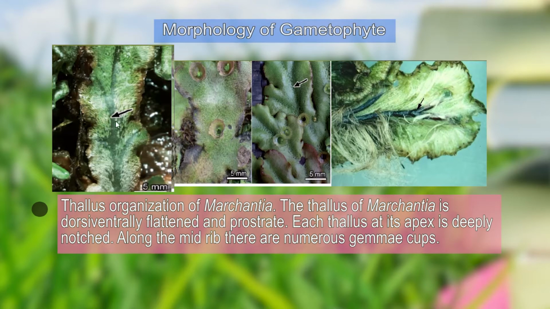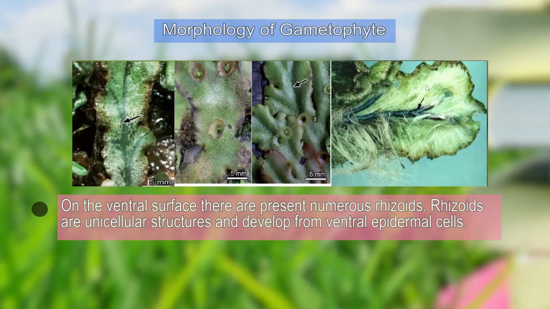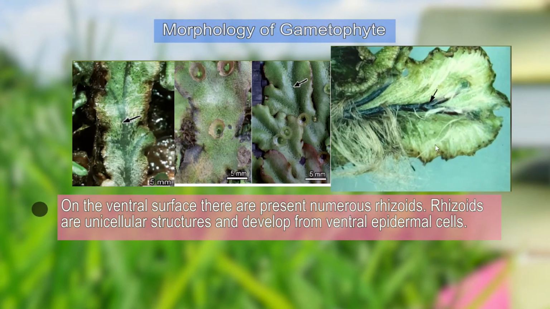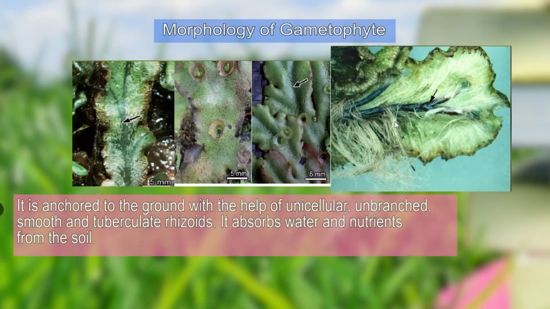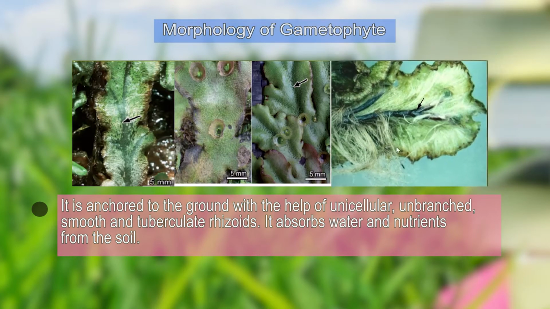Along the midrib, there are numerous gemma cups. On the ventral surface of the thallus, as you can see, it is much lighter in color than the dorsal surface and it contains numerous rhizoids. Rhizoids are unicellular structures and they develop from the ventral epidermal cells. The rhizoids are unicellular, unbranched structures which help in absorption of water and minerals from the soil. They also help in anchoring the thallus body into the soil.